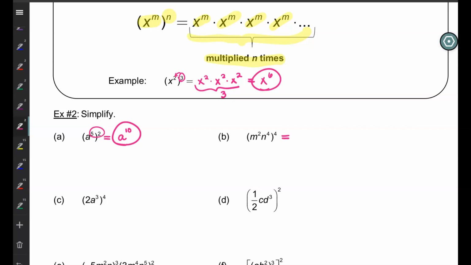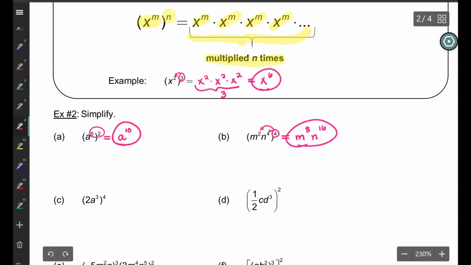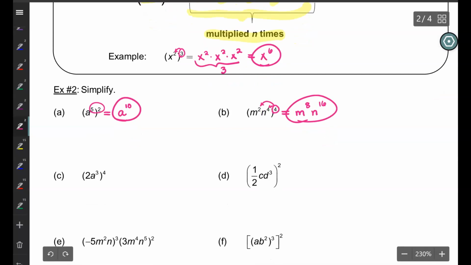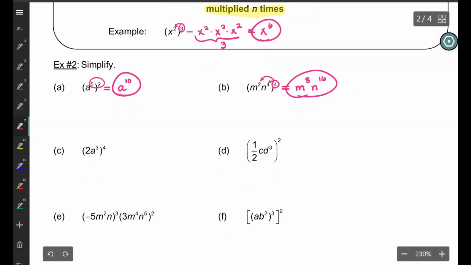Okay, m squared n to the 4th raised to the 4th power. Okay, so now what I want to do is multiply the 4 by the 2 for the m. So that's going to be 2 times 4 gives us 8. And then multiply the 4 by the 4 for the n power. So that's going to be 4 times 4 is 16. You'll notice with a lot of these, there's not a lot of work to show, and that's fine. Just make sure that as you're combining them, you multiply the exponents for these.